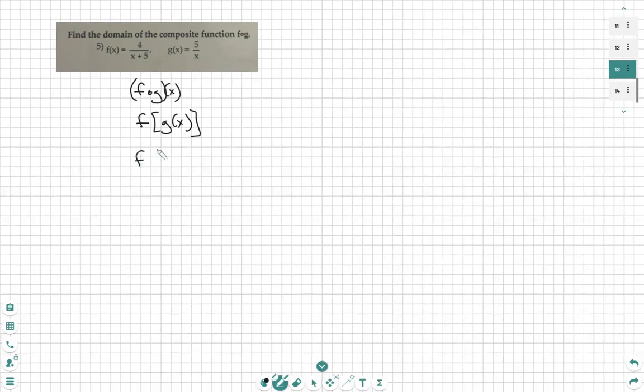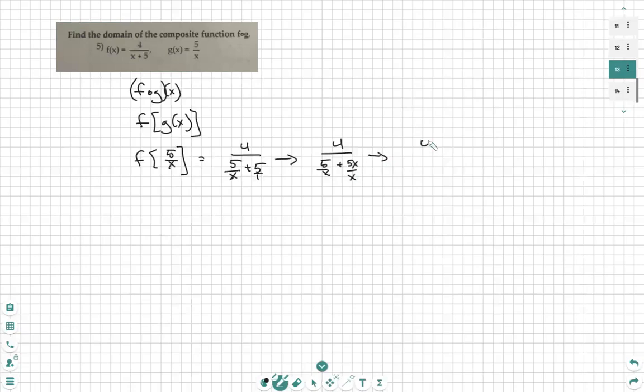And then all we have to do is replace every x in f of x with g of x. And thus we get 4 over 5 over x plus 5. Next, what we need to do is clean this up. So we have 4 over, and this is 5 over 1. So we're going to get a common denominator, multiply top and bottom by x.